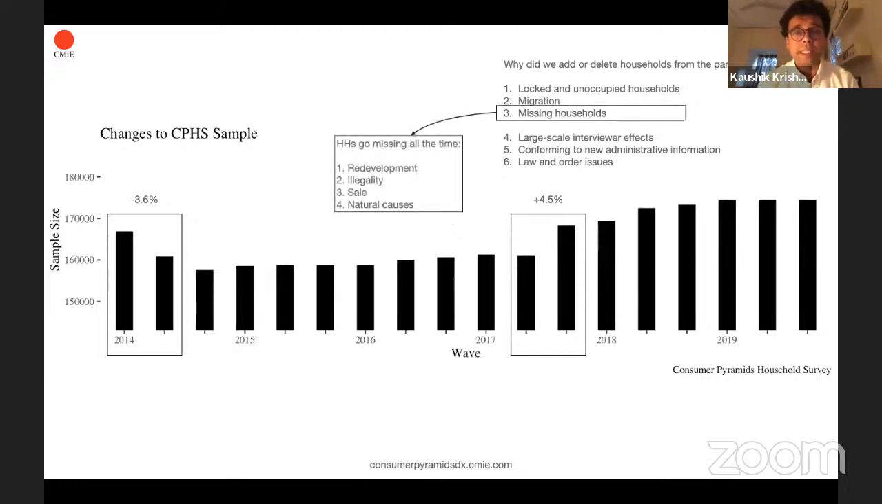And there's the issue of missing households. Households go missing all the time. Households in urban areas will get redeveloped. Households in urban areas and also in rural areas will get demolished due to illegality. Households can be sold. There is a huge urban creep that's taking place across India. Cities consume villages, their peri-urban areas. The urban and rural geography of India is changing quite rapidly.